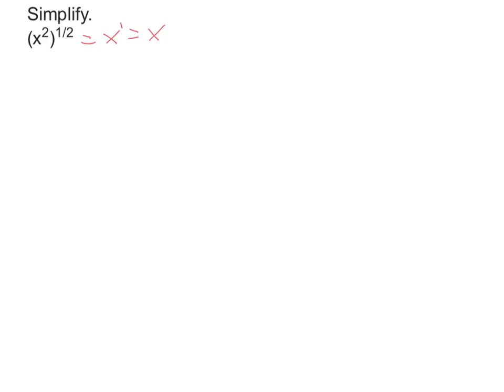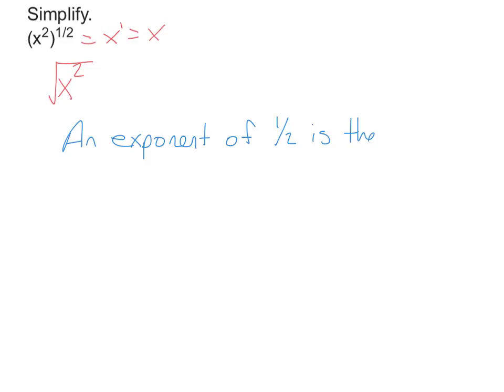So why is it that squares and something to the 1/2 cancel each other out? Well, what else cancels out something that's squared? And that would be if we took x squared and we square rooted it. So a conclusion we can come up with is an exponent of 1/2 is the same as a square root.